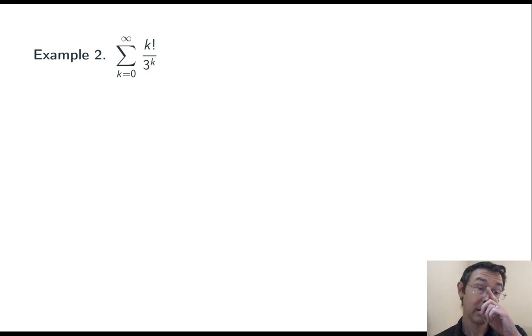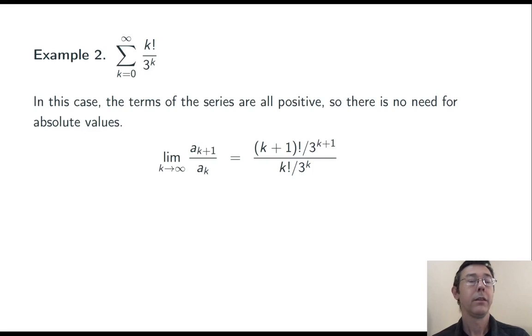Example 2. Sum k equals 0 to infinity, k factorial over 3 to the k. This time we don't have to bother with the absolute values because the terms of the series are all positive. So as I do the limit as k goes to infinity, a sub k plus 1 over a sub k, I get k plus 1 factorial over 3 to the k plus 1, that's plugging k plus 1 into my formula, over k factorial over 3 to the k, just using my formula.